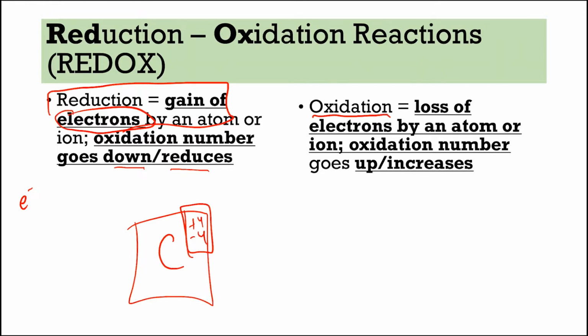Oxidation, on the other hand, is the loss of electrons. And if you're losing electrons, you're becoming more positive because you're getting rid of all that negative stuff, and your oxidation number goes up.